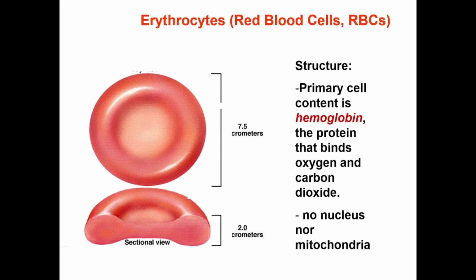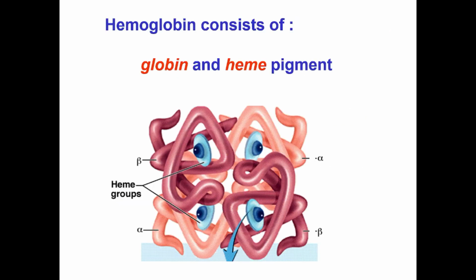Then, the young RBCs are nucleated. They have all the cell organelles, but the mature RBC loses its nucleus as well as the organelles so as to accommodate more hemoglobin. The mature RBC is enucleated. So I have already discussed the structure of the hemoglobin with you. It has a protein as well as a non-protein portion.